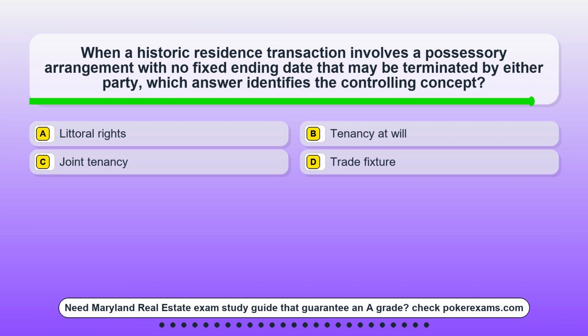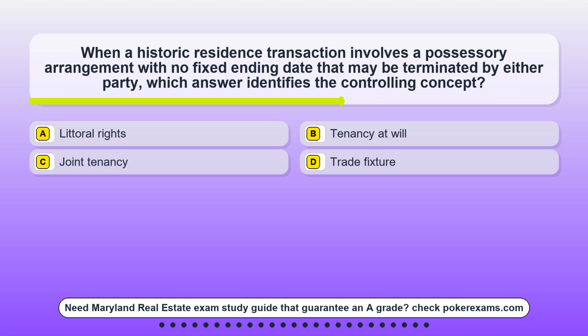Question 20. When a historic residence transaction involves a possessory arrangement with no fixed ending date that may be terminated by either party, which answer identifies the controlling concept? Option A, literal rights. Option B, tenancy at will. Option C, joint tenancy. Option D, trade fixture.